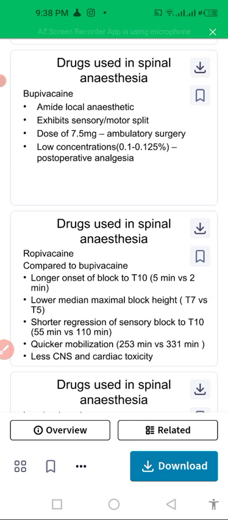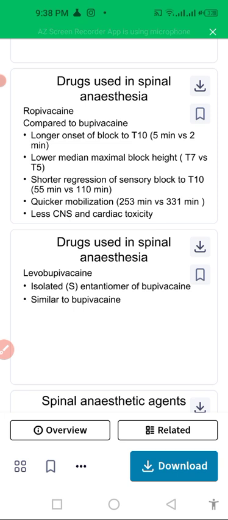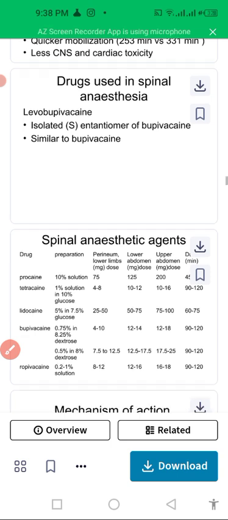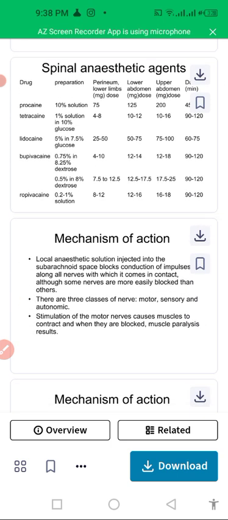And then ropivacaine is also there, a drug used in spinal. Another one is levobupivacaine. So you have to look at the dosage of different drugs and the mechanism of their action.